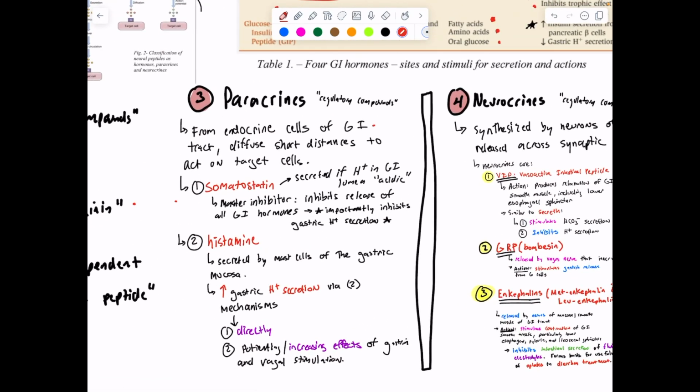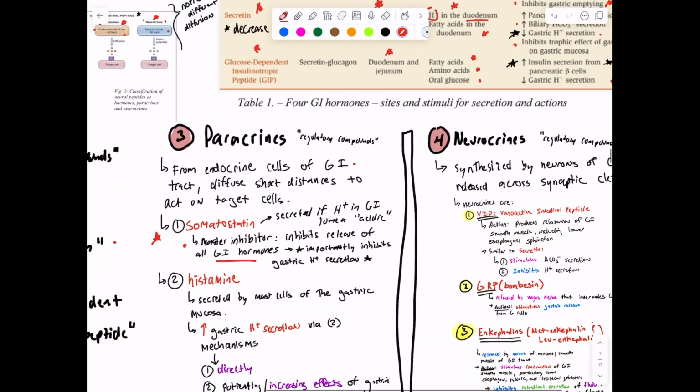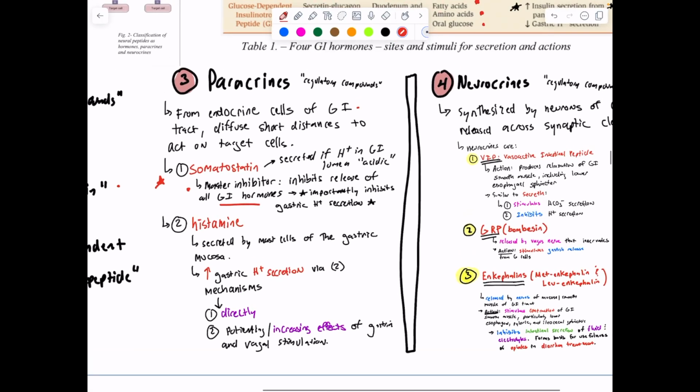Paracrines, you have somatostatin, which is our main one. Basically, it is our master inhibitor. It inhibits the release of all GI hormones. All right, so gastrin, CCK, secretin, GIP, and it is importantly going to inhibit the gastric hydrogen ion secretion, so help lower the acidity. It's secreted if the hydrogen ion concentration in the GI lumen is acidic. If your GI tract is acidic, you're going to release somatostatin.